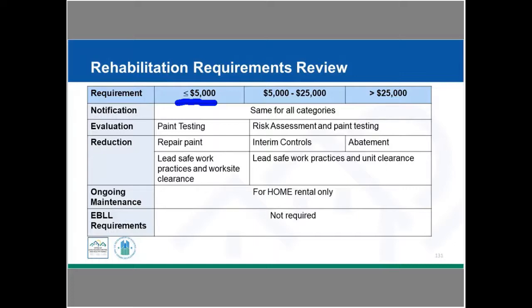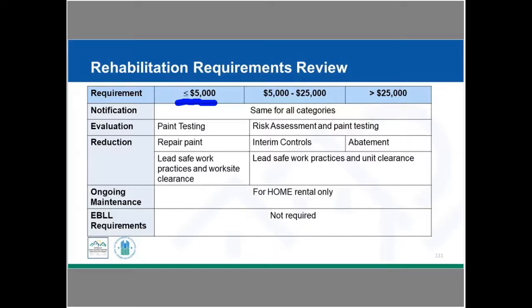We're going to be repairing those surfaces. During that repair, we're going to use lead-safe work practices. We need to make sure that there's clearance of the work site. We don't have any ongoing maintenance unless home rental. We don't have any elevated blood lead level requirements. That's what EBLL is. But we do have notification requirements, notification of the evaluation. So after the paint testing, we would provide a notice of evaluation that says where we found lead in that area that we're doing the work. If for some reason we don't want to do paint testing, we always have the option to do presumption.